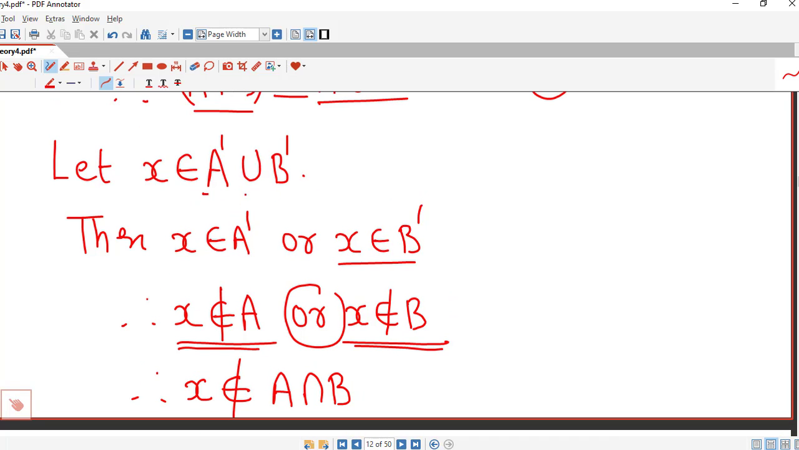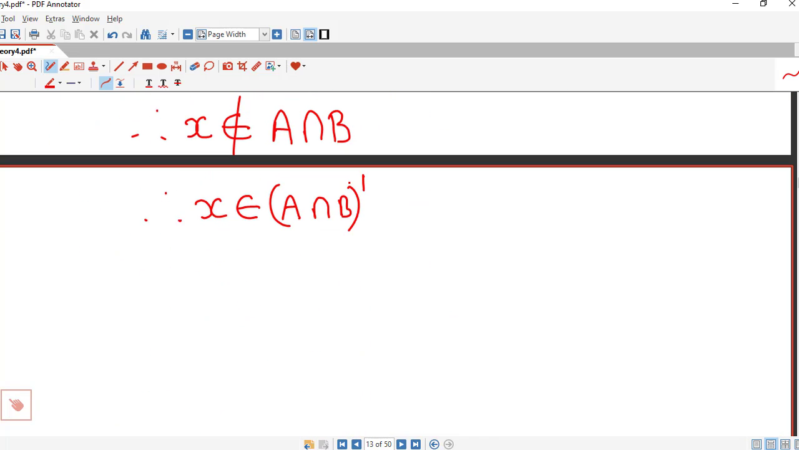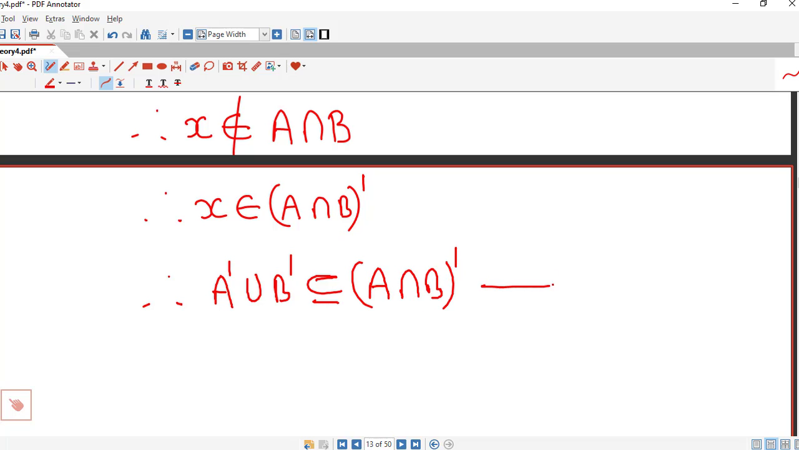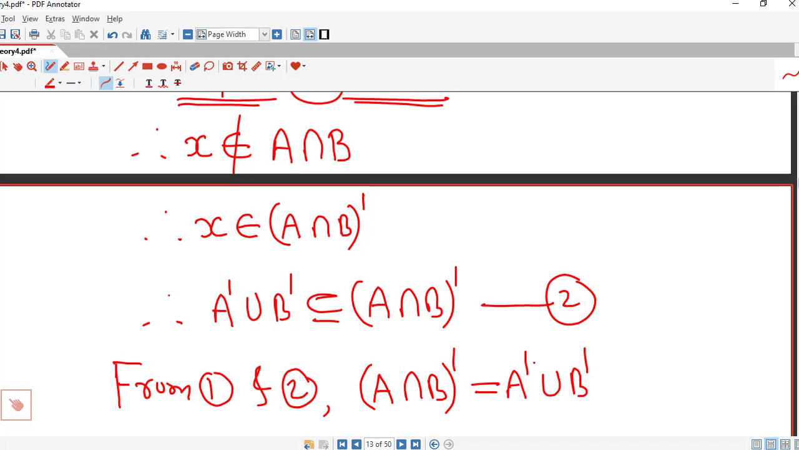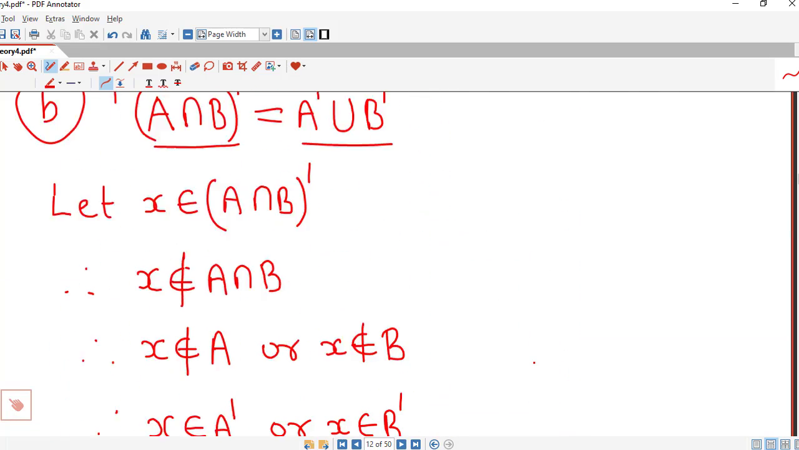So therefore this set A dash union B dash is a subset of complement of A intersection B. So we give this number 2, and from 1 and 2 we have shown that complement of A intersection B and A dash union B dash are equal sets. So this is the second De Morgan's law.